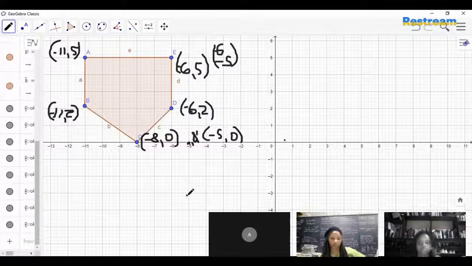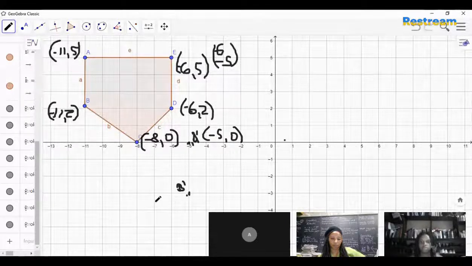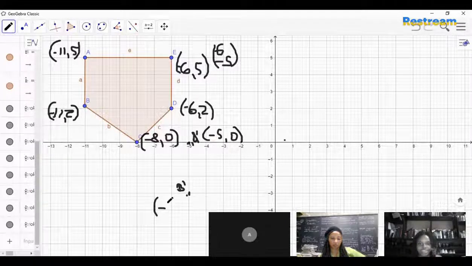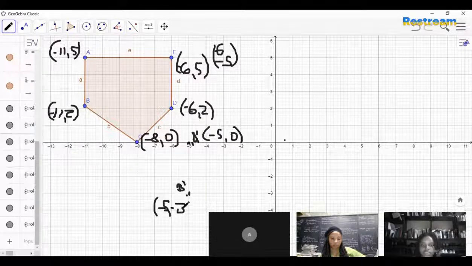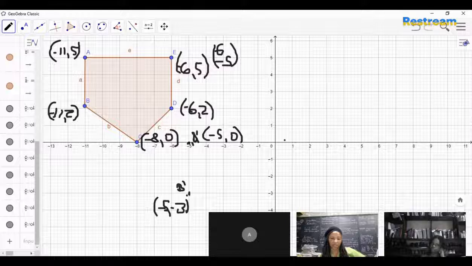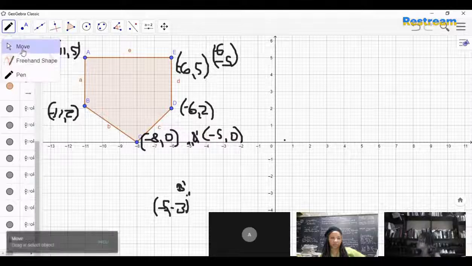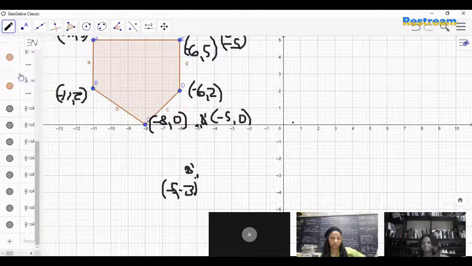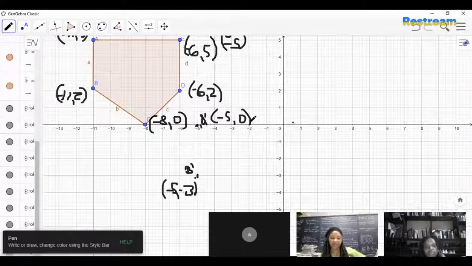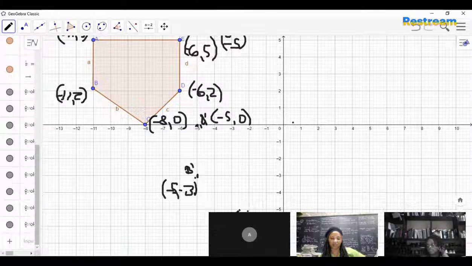-8 plus 6 is -2, and 0 minus 5 is -5. So C prime would be -2, -5. That's C prime. Hold on. So C prime is -2, -5.